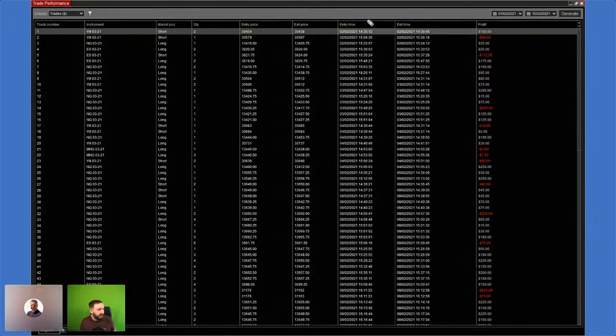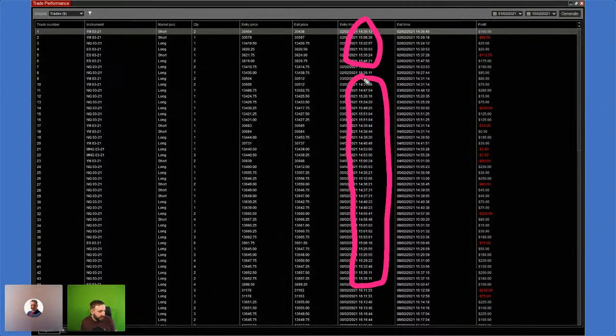But the thing I'm highlighting is the vast majority of my trades are taken within the first hour, which is between 2:30 and 3:30. So it's the chicken and egg scenario. I didn't aim to take most of my trades in the first hour.